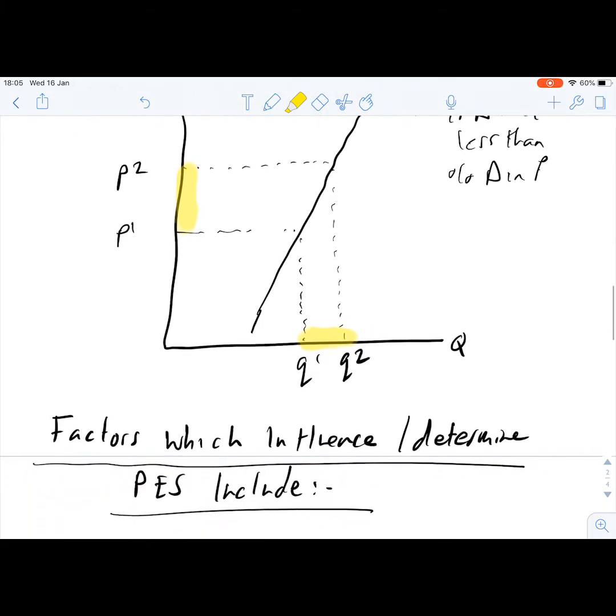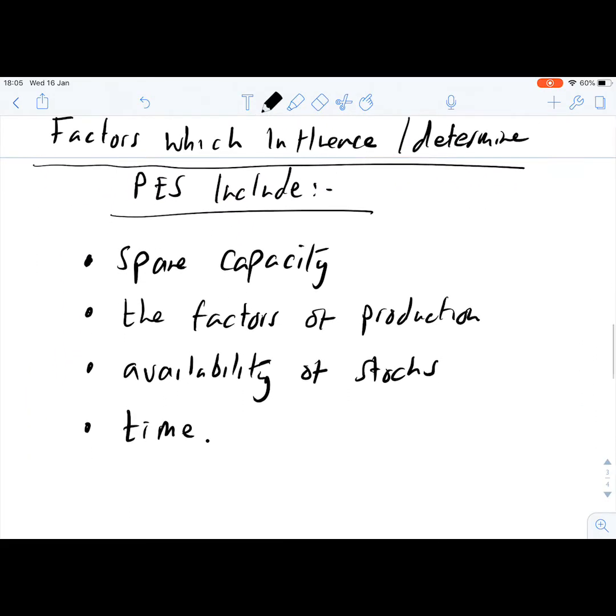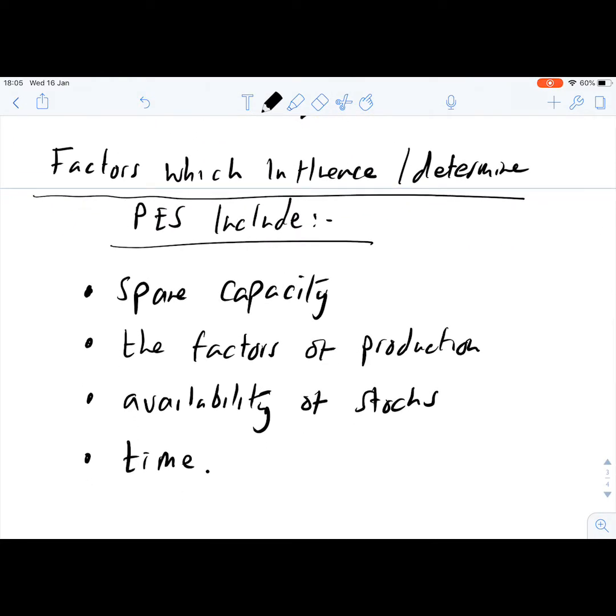Okay, so let's have a look at the factors which influence or determine PES. Firstly, spare capacity. How much capacity does the firm have spare? How much labour and resources? Think about our factors of production. How much of the machinery and computers is not being used?